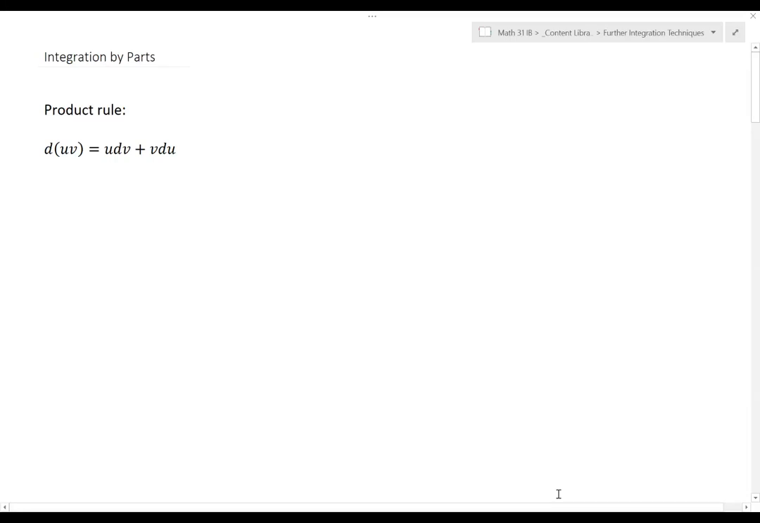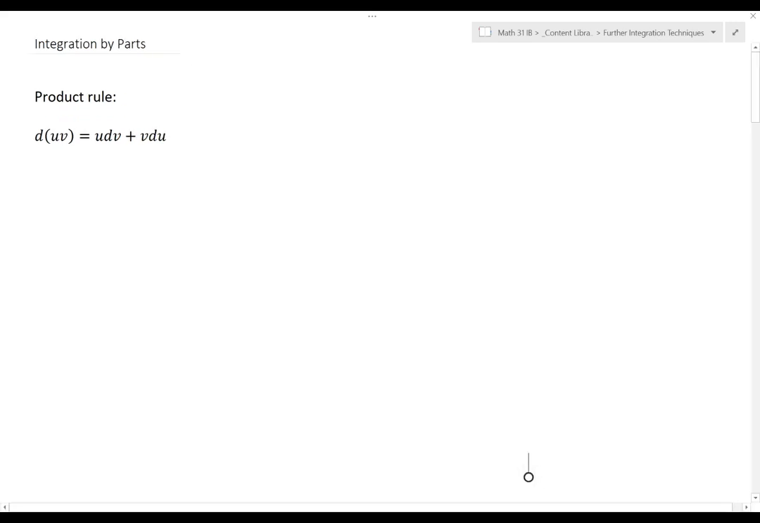Hi everyone. In this video, we're going to look at an integration technique called integration by parts. Because this technique is essentially just the reverse of the product rule for differentiation, we're going to start with a look at the product rule. Here is one way of expressing it: the derivative of u times v equals u times the derivative of v plus v times the derivative of u.